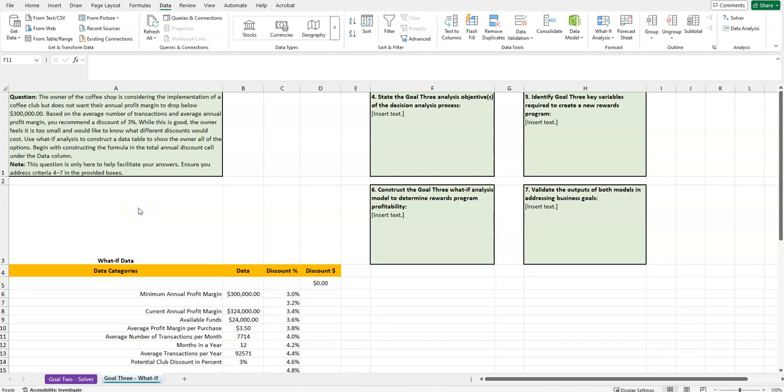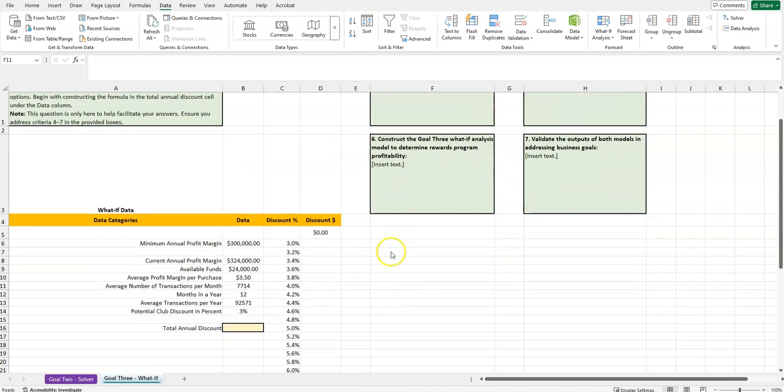So for the coffee shop final project, in this part, I will walk through the what-if analysis. If you read the question, the owner of the coffee shop wants to implement a rewards program, but does not want the profit to drop below $300,000. He's been recommended a discount of 3%, and he thinks this might be too low, so he wants to know, in the what-if analysis, what each discount would reduce his profit by so that he doesn't go below $300,000.